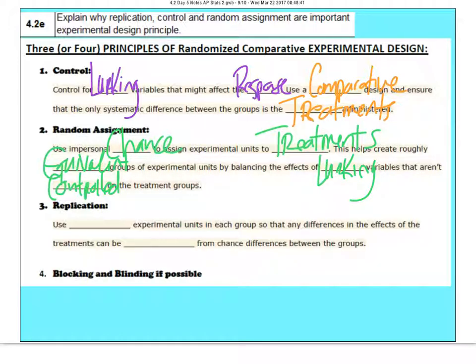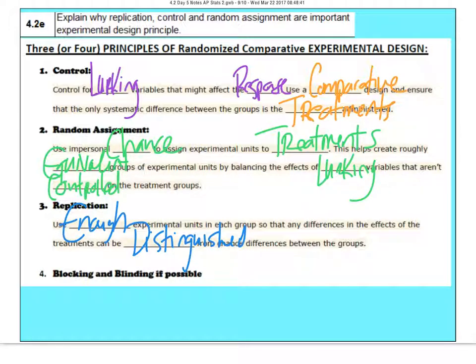Now, the replication. For this one, we use replication. It doesn't mean to repeat itself. It means to use enough experimental units in each group so that any differences in the effects of the treatment can be distinguished from chance differences between groups. What this means on replication is use a large enough sample size. So don't have too small of a sample size in this case.